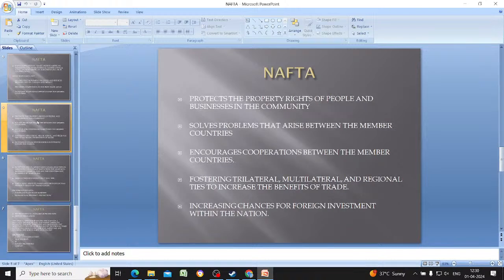It protects the property rights of people and businesses in the community and solves problems that arise between the member countries. So here we can see there is a mechanism where, if any dispute arises, it can be resolved. It encourages cooperation between the member countries and fosters multilateral and regional ties to increase the benefit of trade, with treaties to boost that benefit. It also increases foreign investment within the nation, so they are encouraging foreign investment.